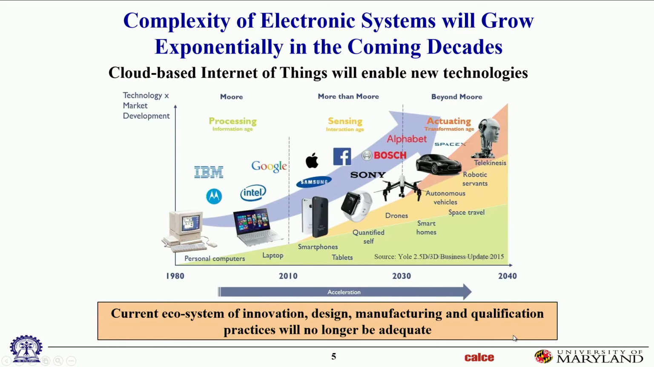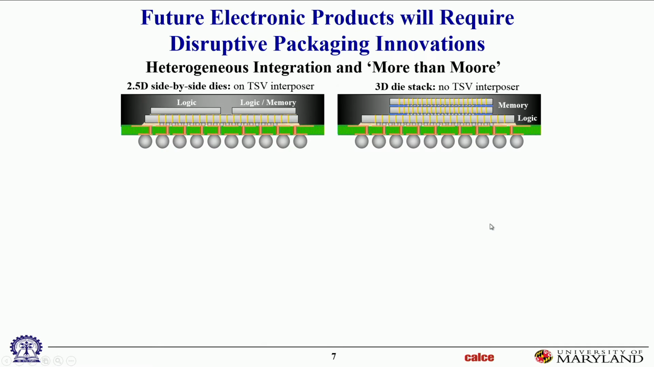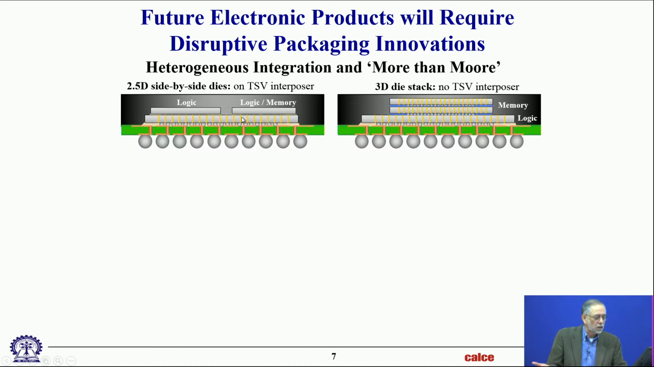Skip over that chart, just to remind you how complex things are getting. Here are the kinds of chips that we are building these days. Again, this is not new to many of you. We are long past the days of single chip packaging. Each IC now has multiple chips, sometimes side by side, sometimes stacked in 3D. These are the so-called 2.5 dimensional, which means these are all on a common substrate, whereas here there's no such substrate or interposer.